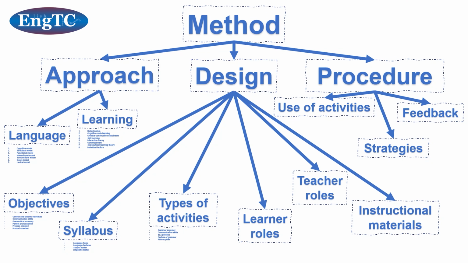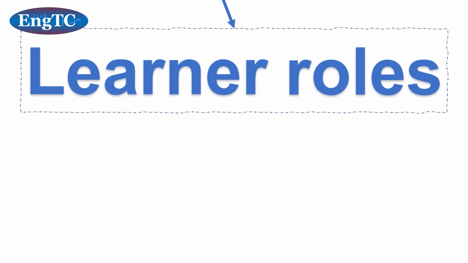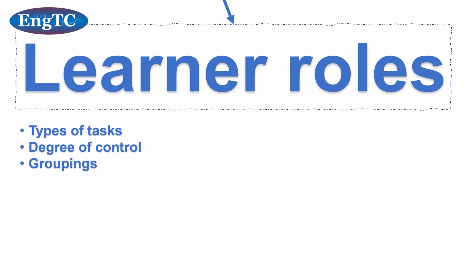The fourth sub-element at the level of design is learner roles. The design of an instructional system will be considerably influenced by how learners are regarded. A method reflects explicit or implicit responses to questions concerning the learner's contribution to the learning process. This is seen in the types of activities learners carry out, the degree of control learners have over the content of learning, the patterns of learner groupings adopted, the degree to which learners influence the learning of others, and the view of the learner as processor, performer, initiator, problem solver, or other.